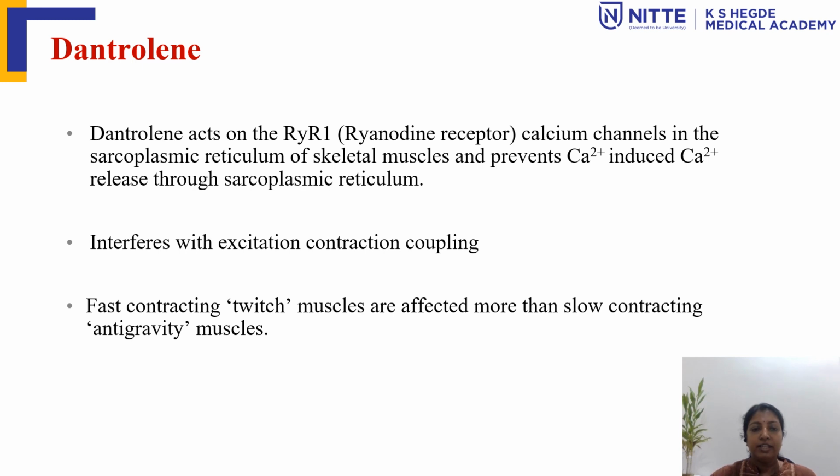So it mainly affects the fast contracting twitch muscles more than the slow contracting anti-gravity muscles. And dantrolene does not affect the smooth muscles or the cardiac muscle, because dantrolene mainly acts on the RYR1 receptor, which is present only in the skeletal muscle. In the smooth muscle and cardiac muscle, there are RYR2 receptors.